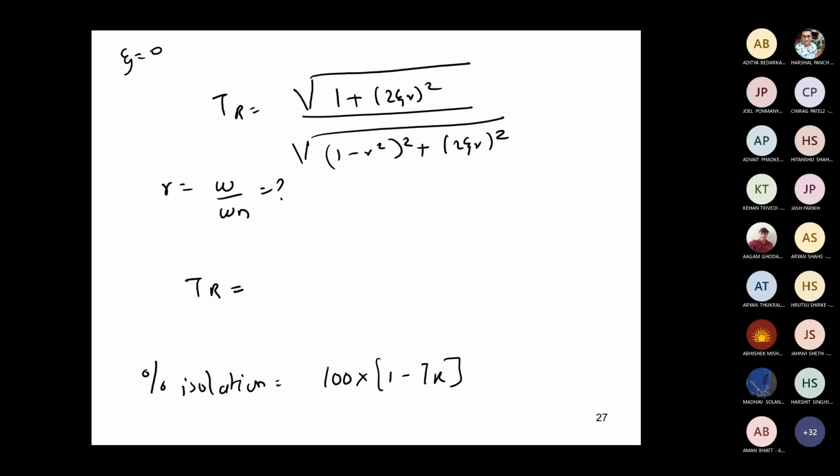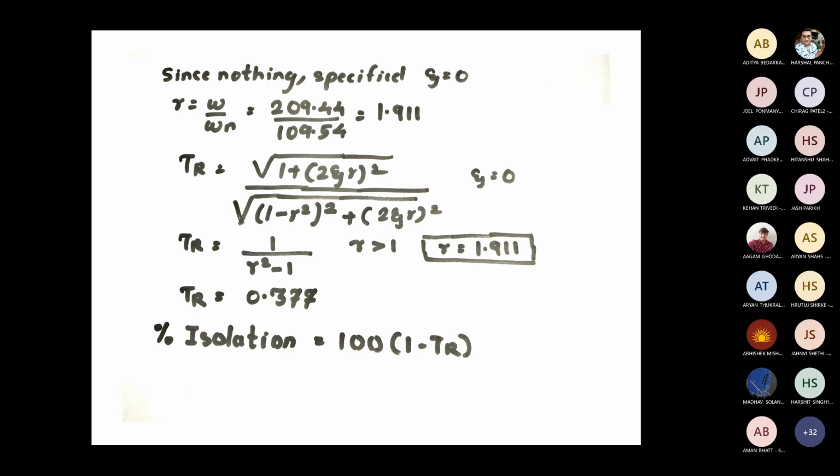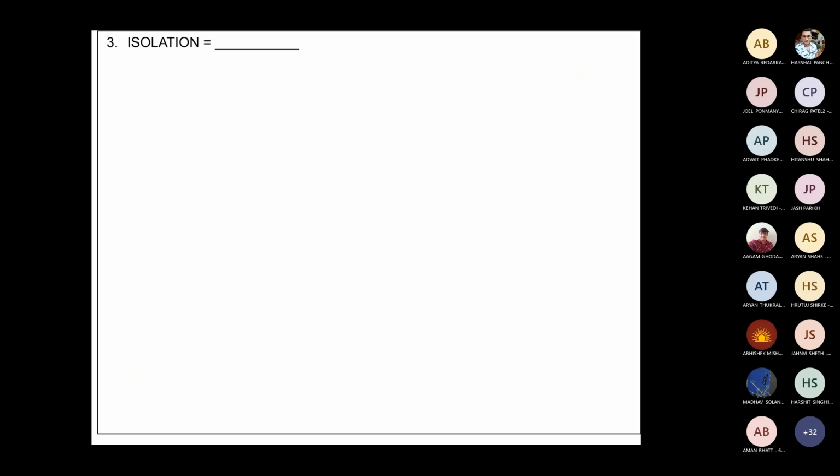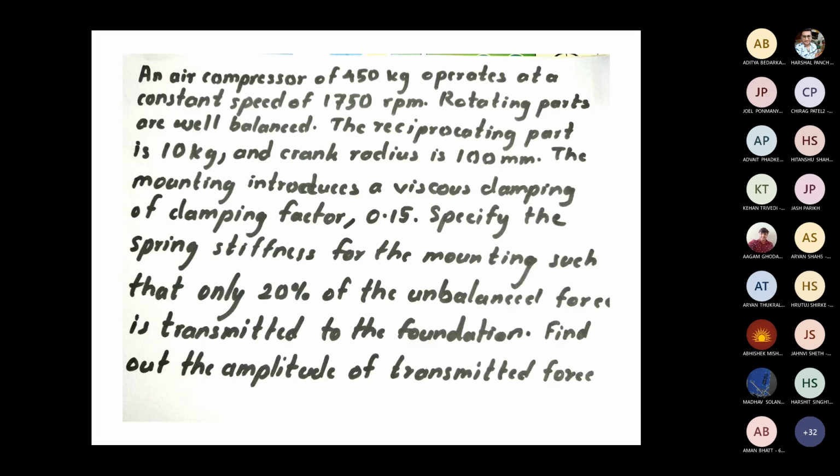All right. So what is the percentage isolation? 62.35, 62.3%. Okay. So remember this relationship between isolation and transmissibility. Isolation is 1 minus transmissibility, and for percentage you just multiply it by 100. Next question. Any questions?